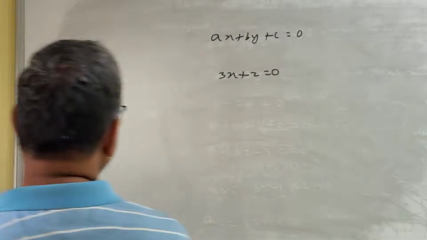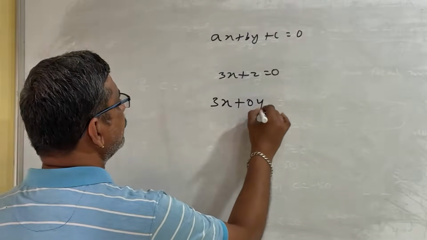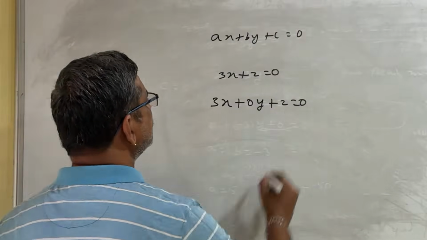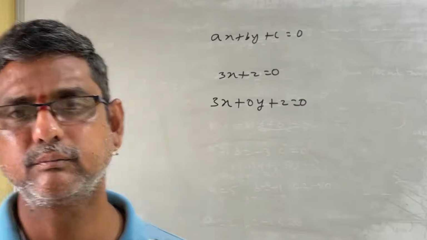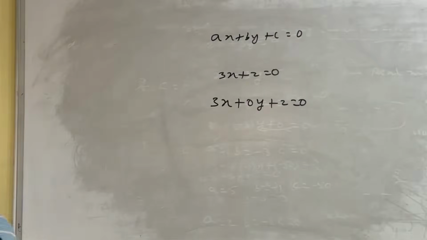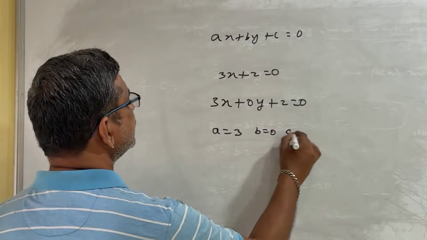3x plus 0y plus 2 is equal to 0, where A is 3, B is 0, C is 2.